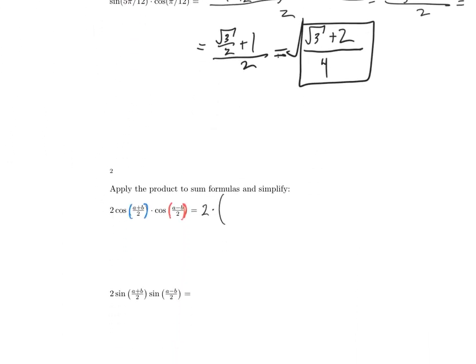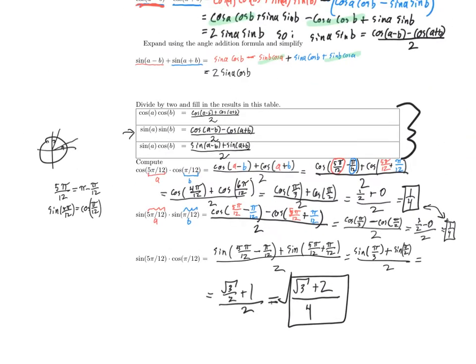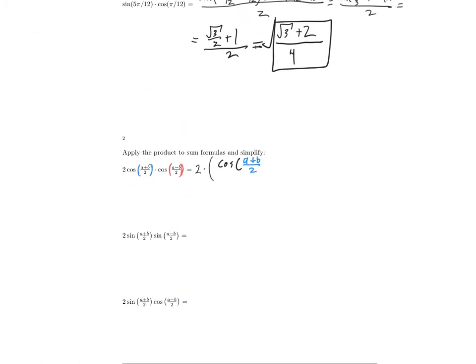Start with the cosine of the difference. Cosine of the blue bit, (a plus b)/2, minus the red bit, minus (a minus b)/2, close parentheses.